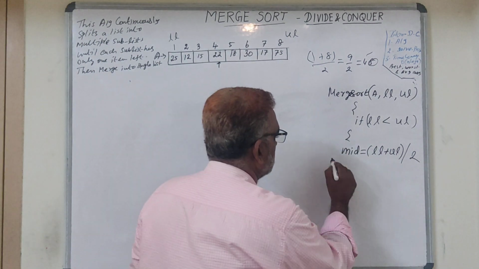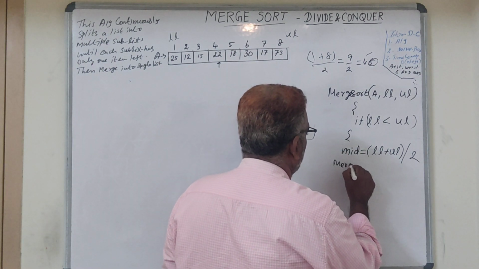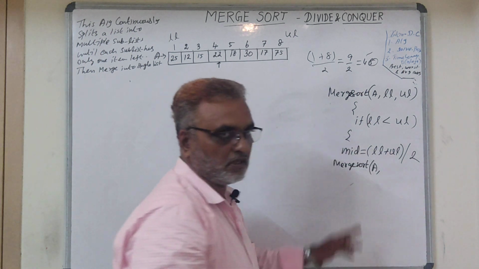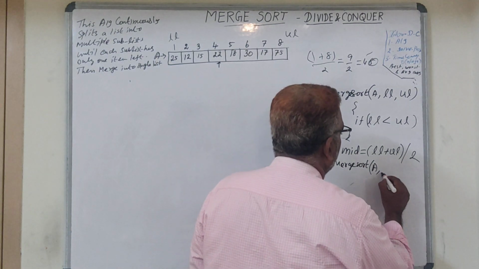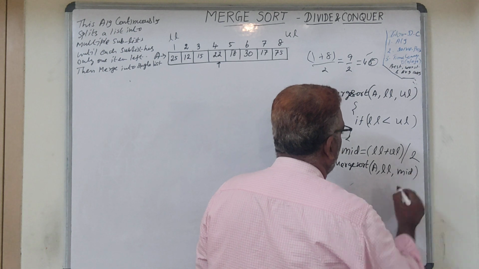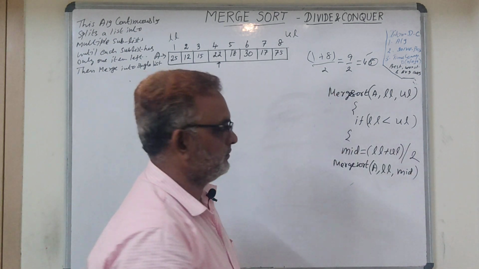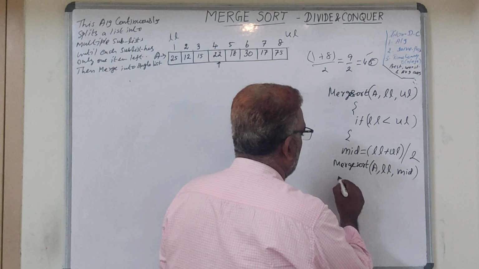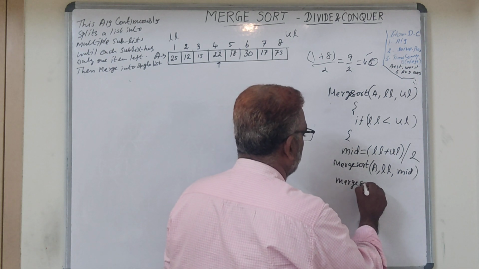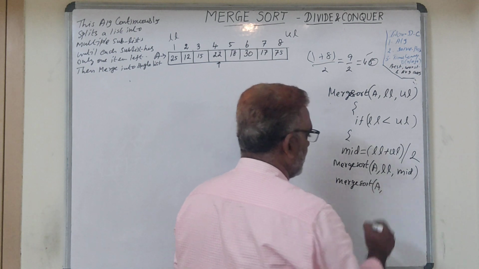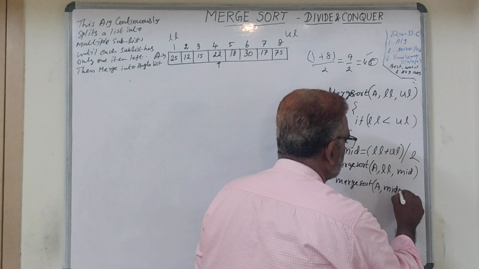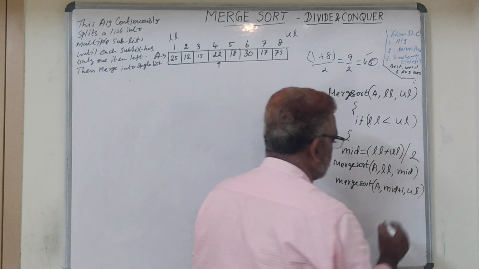Then the next step is we have to again call this function, that is merge sort, on this array A, and from lower limit to midpoint we have to perform this operation. After finishing this, we will continue on the same array, but now from mid plus 1 to the upper limit.